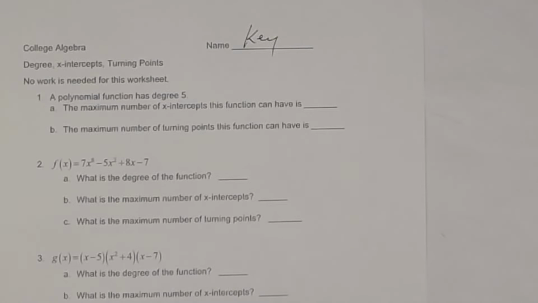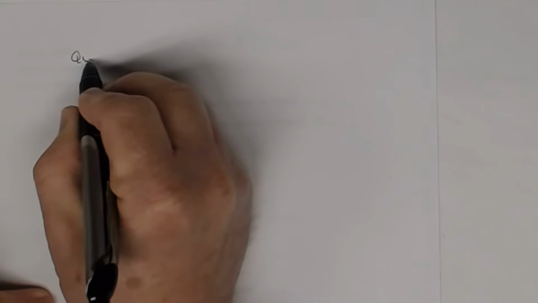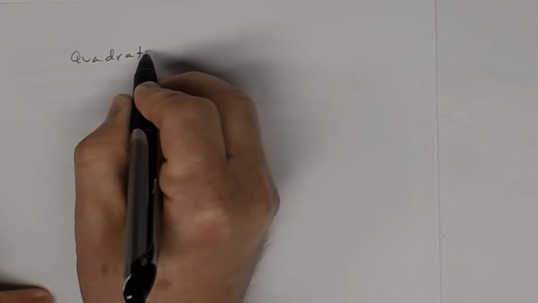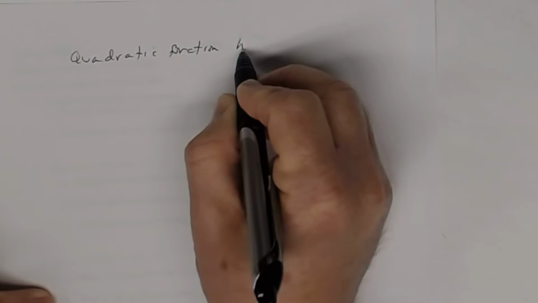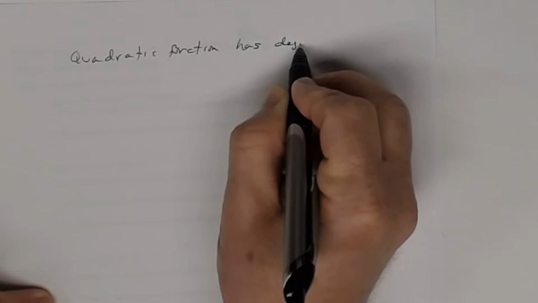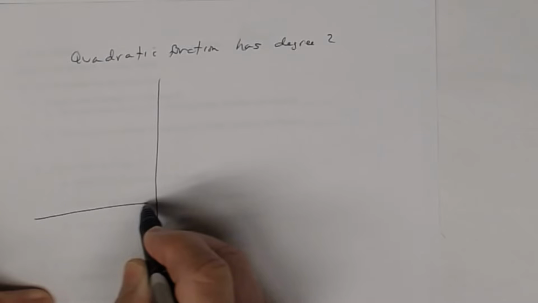So what I would do is first of all think about a quadratic function. So let's talk about a quadratic function. Remember, a quadratic function has degree 2, right? Now, remember, the graph of a quadratic function is a parabola.